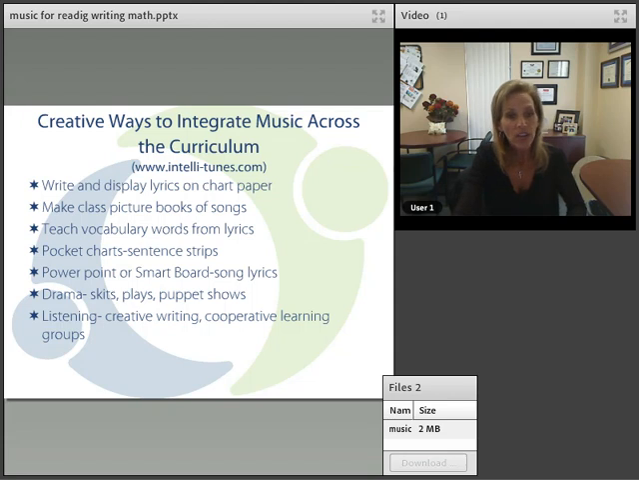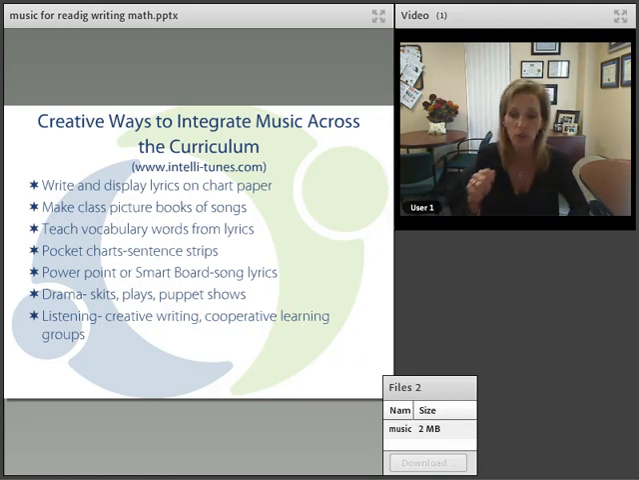All right, so some creative ways to integrate music across the curriculum, and this information was obtained through the website intellitunes.com. It's a great resource for you. If you're in the classroom as a teacher, or maybe even if you're working with your own child at home, you can write and display lyrics on chart paper. If your child is always singing the same song over and over again, get a big piece of paper, like a poster board. You can even go to Office Depot, and they have giant Post-it note boards that are the size of a poster board.